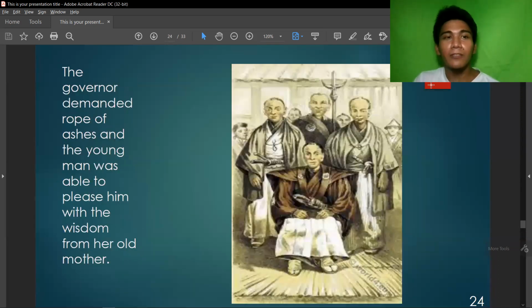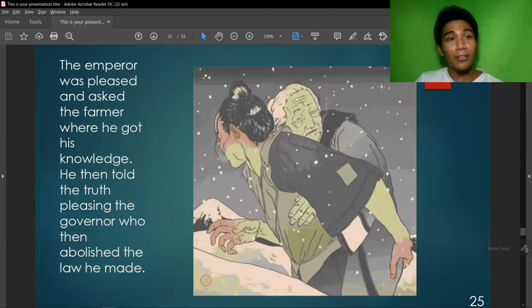Okay, the governor made another demand. The governor demanded a rope of ashes, and the young man was able to please him with the wisdom from his old mother. So the governor made another request that he did not know how to fulfill, but his mother thought of a way to do it, and the governor was pleased. The governor asked the farmer where he got his knowledge. He then told the truth, and the governor abolished the law he made. The governor appreciated the elderly, who still have wisdom to impart to the people. So that is the story of the aged woman.